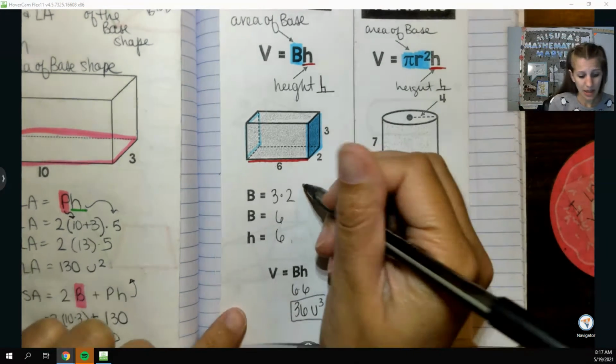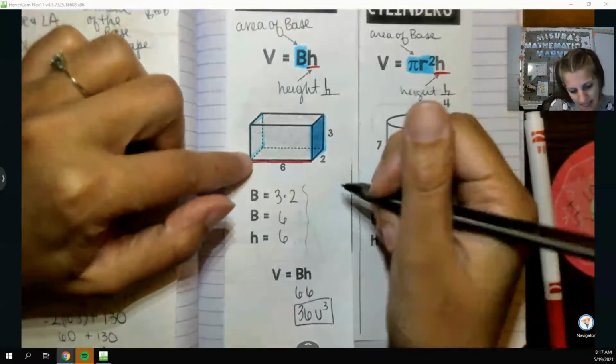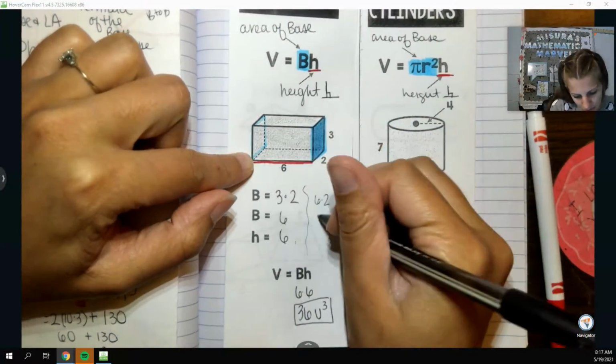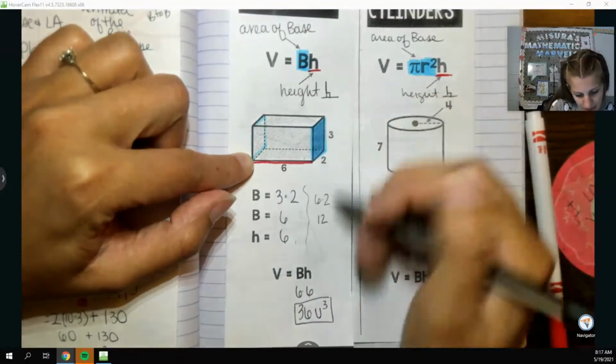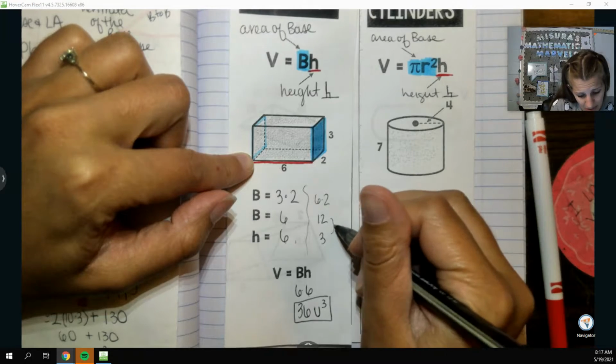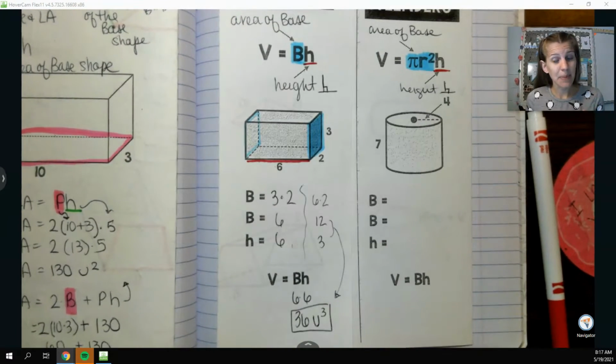Now, just to be interesting, if I would have picked the bottom as my base, I would have done 6 times 2 for 12. And then the height from bottom to top is 3, and so I still end up with 36. So that's just to show you it kind of doesn't matter the base that I pick, as long as I think about it carefully and don't use the same numbers more than once.